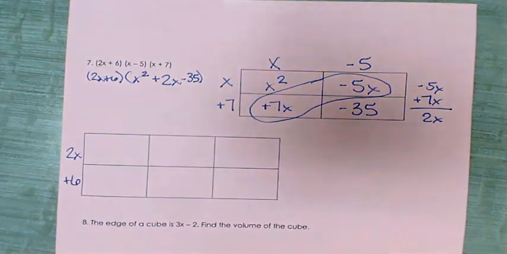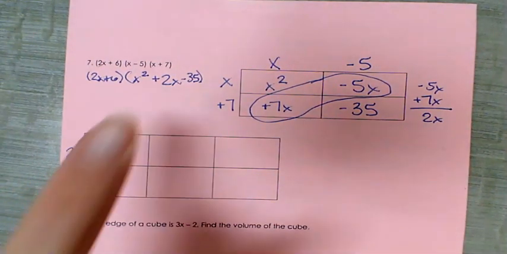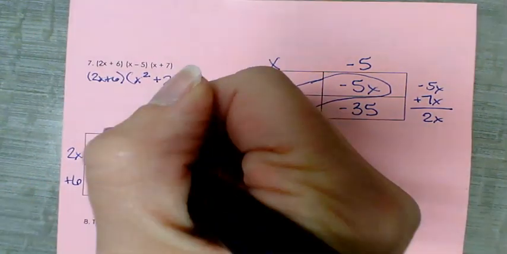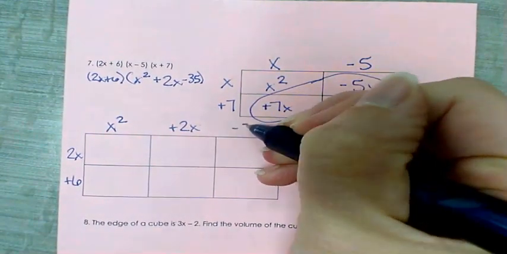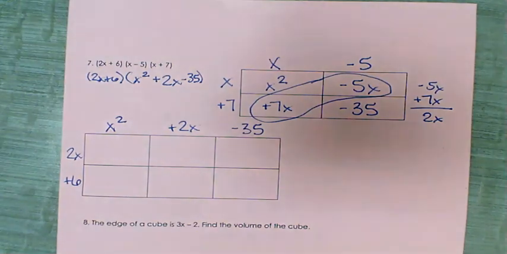Notice how I keep my sign with the 6. And then I'm going to put the trinomial along the top. So x squared plus 2x minus 35. Now, if you'd like to pause the video here and attempt this problem and then start it back up and skip to where you see the answer, that's perfectly fine. If you'd like to walk through this with me, you're welcome to do that too.